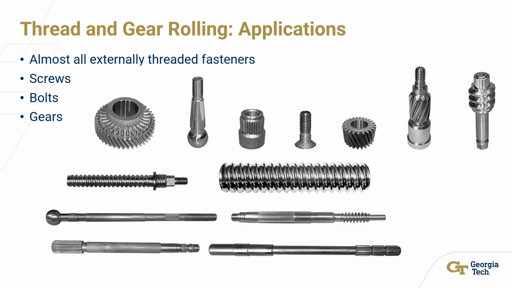Thread rolling is used to make almost all externally threaded fasteners, including screws and bolts. Gear rolling has numerous applications in automatic transmissions and power tools.